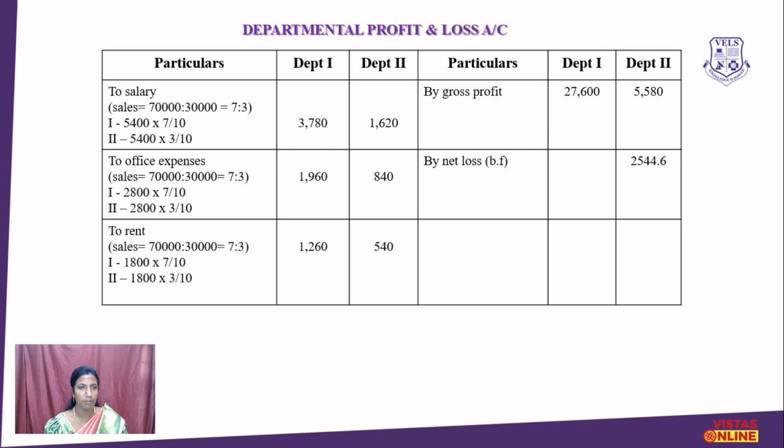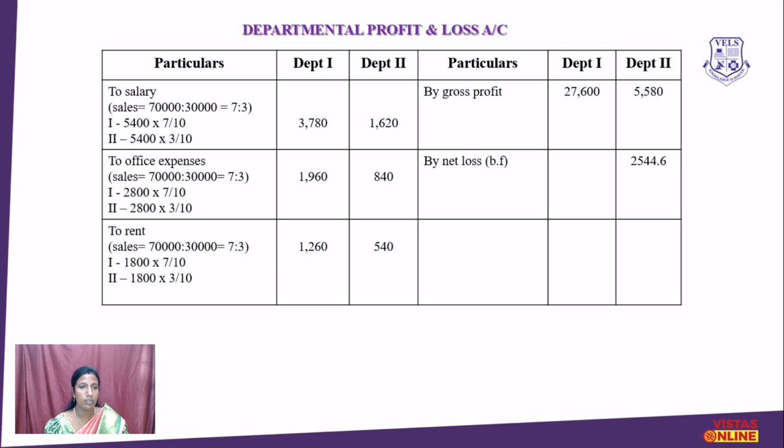You know very well. So in this problem, these are the categories included. First one is salary. Sales are 70,000 to 30,000, so 7:3. Department 1 is 5,400 into 7/10, the value is 3,780. Department 2, 5,400 into 3/10 equals 1,620.